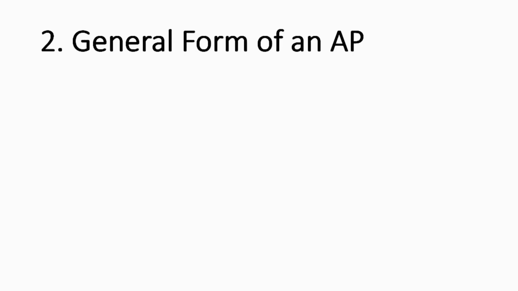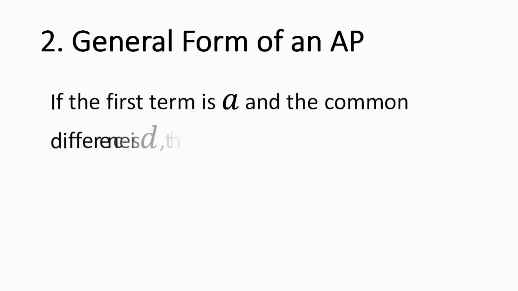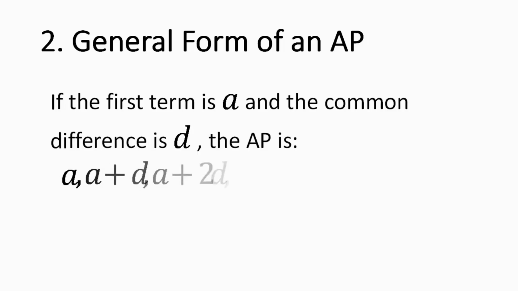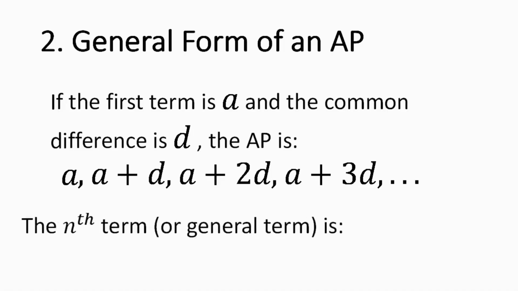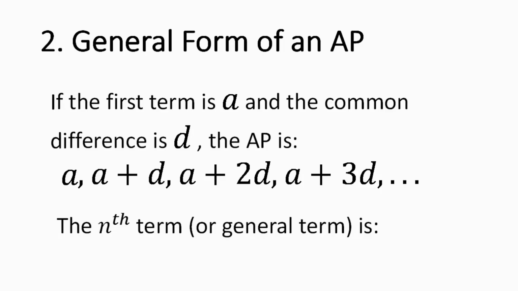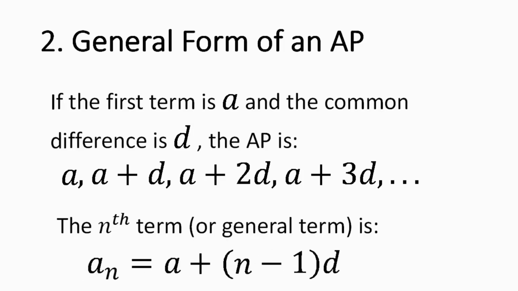Let us see the general form of an AP. Assume that the first term is a and the common difference is d, then the arithmetic progression sequence is a, a plus d, a plus 2d, a plus 3d, and so on. The nth term or general term of an AP is a_n equals a plus (n minus 1) d. Here n is greater than 1.